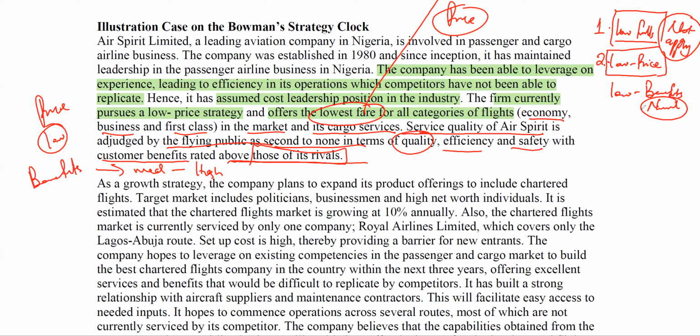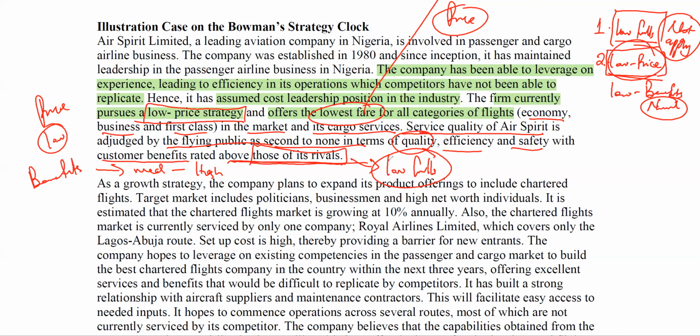From the passage, it said the benefit is rated above those of its rivals. So definitely it will be slightly above, even with the low price strategy. They said benefits are above those of its rivals, and it depends on the rival. What if the rival was offering low frills? If I'm offering low price, that means my benefit will be higher than the one offering low frills. True or false? True. Do you understand? So low price could still be pursued.